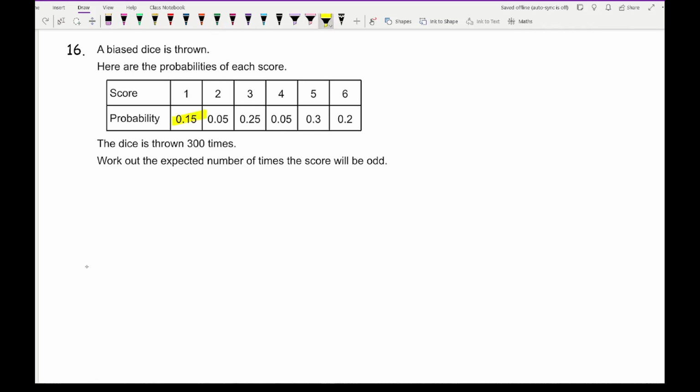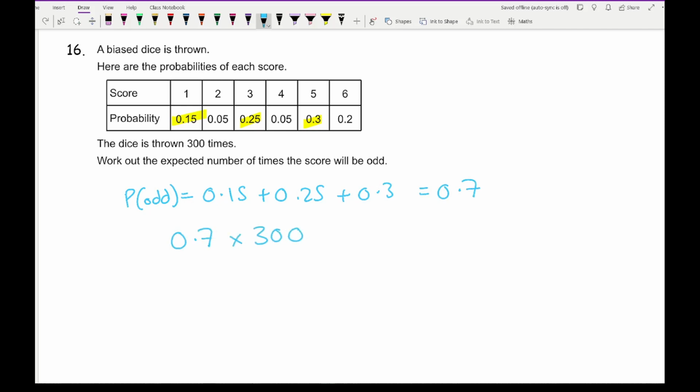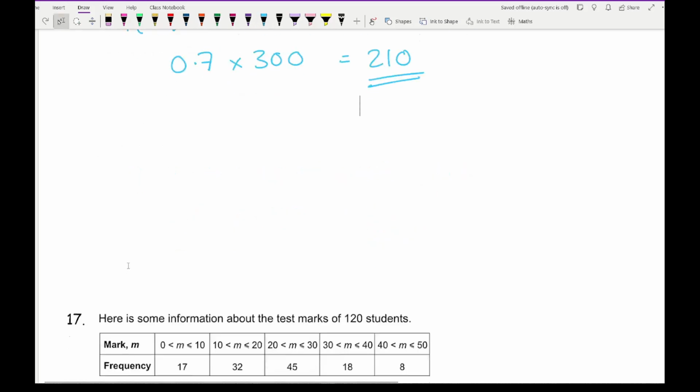So it's this probability plus this one plus this one. So the probability of being odd is going to be 0.15 plus 0.25 plus 0.3, and so that's going to be equal to 0.7. So then what we need to do is 0.7 times 300. So again, we just need to work that out, and basically it gives us an answer of 210.